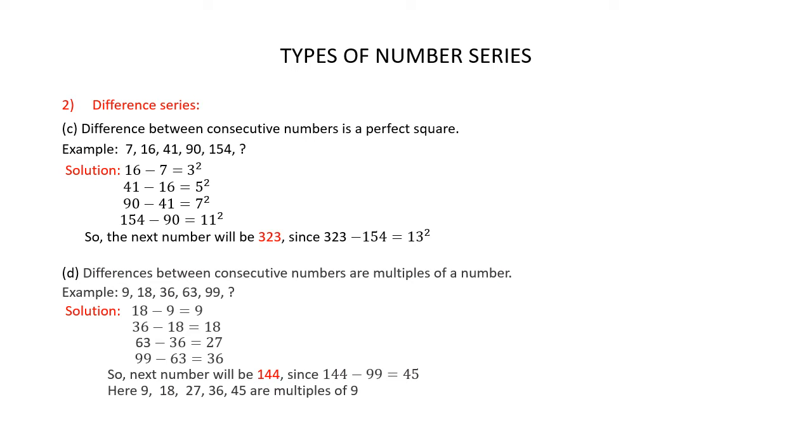So 45 added to 99 will be 144. So the next number will be 144, since 144 minus 99 is 45. So here the differences between the consecutive numbers are multiples of 9. Hope you have understood this.